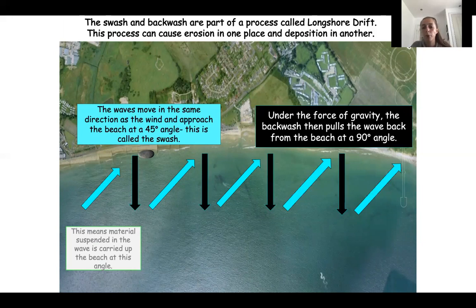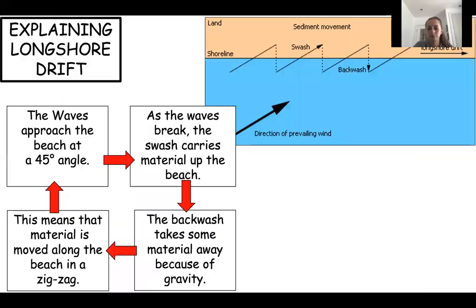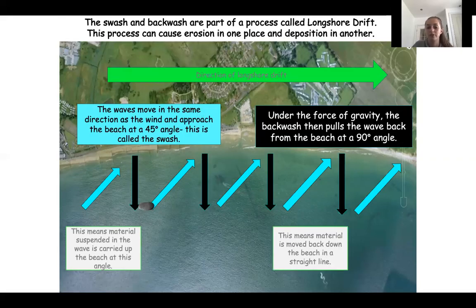Then backwash pulls the wave back down through the force of gravity at a 90-degree angle to the beach. This means material is moved back down the beach in a straight line. If the backwash is stronger than the swash, more material is going to be eroded. Whereas if the swash is stronger than the backwash, more material is going to be deposited. So the process of longshore drift is a movement of the material along the coastline through swash and backwash, that continuum of swash and backwash. And that's the direction of the longshore drift.